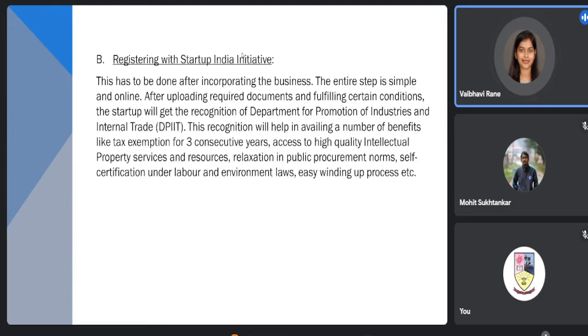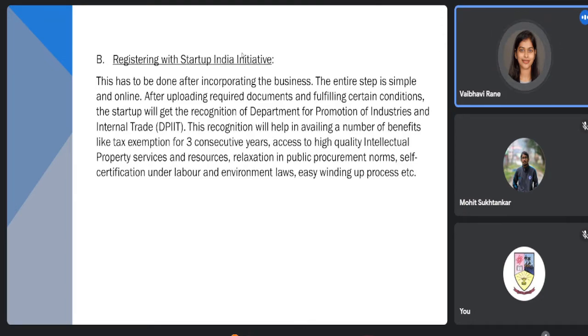Now, the entire step, we will see why it is important in a few seconds, but the entire step is very simple and online. After you have incorporated your business, you have to start uploading all the required documents and fulfill the criteria which have been stipulated by the Startup India Initiative. Your startup will then get recognition of the Department of Promotion of Industries and Internal Trade.